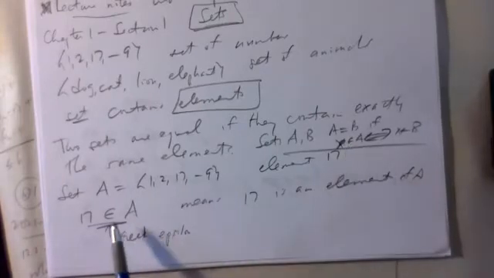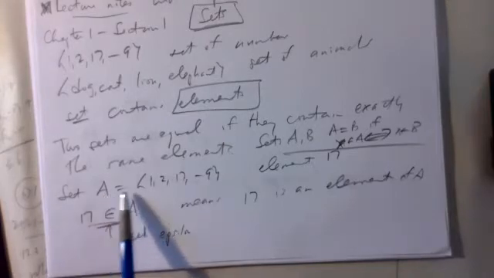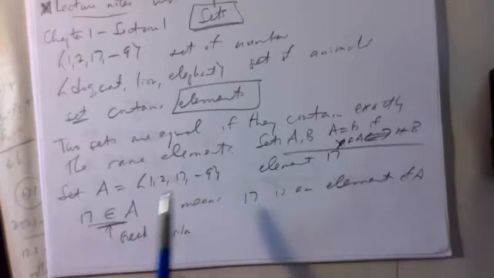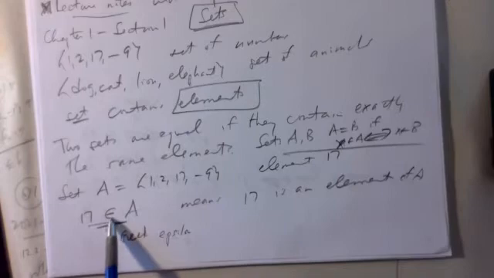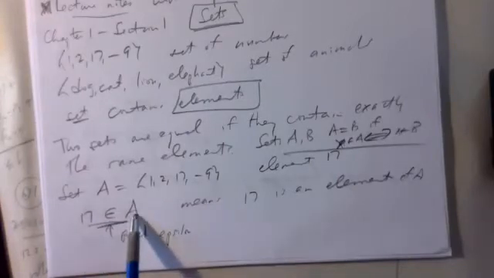And this epsilon is the symbol for inclusion or membership. So if we have the set A of 1, 2, 17, and minus 9, we can say that 17, this symbol, this epsilon means 17 is in A, or is a member of A, or is an element of A. So this is some basic notation.